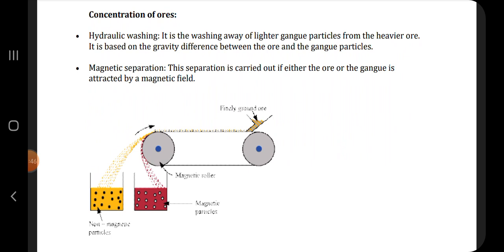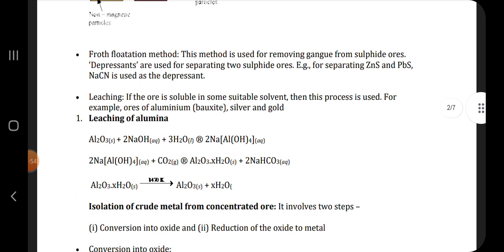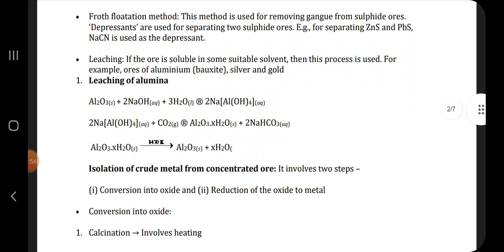Then magnetic separation takes place. This separation is carried out if either the ore or the gangue is attracted by a magnetic field. Then the froth flotation method. This method is used for removing gangue from sulfide ores. Depressants are used for separating two sulfide ores. For example, for separating ZnS and PbS, NaCN is used as the depressant.